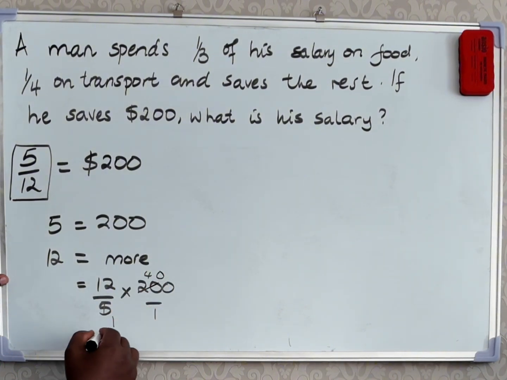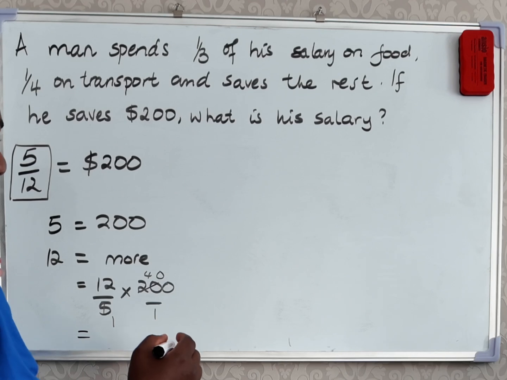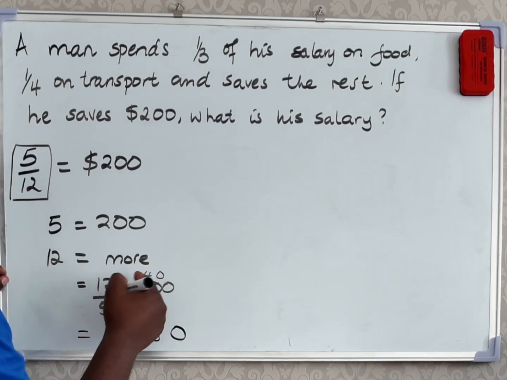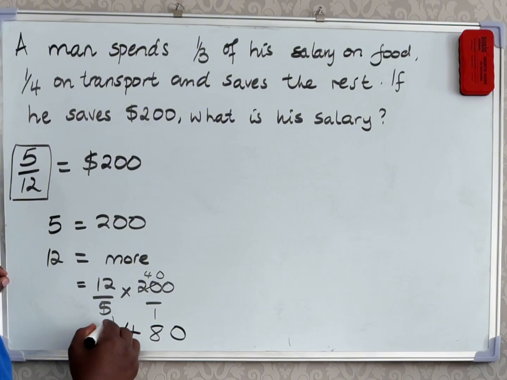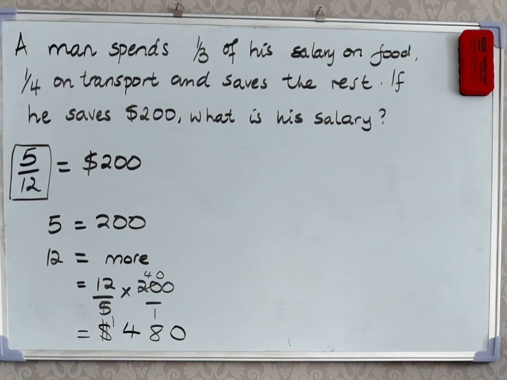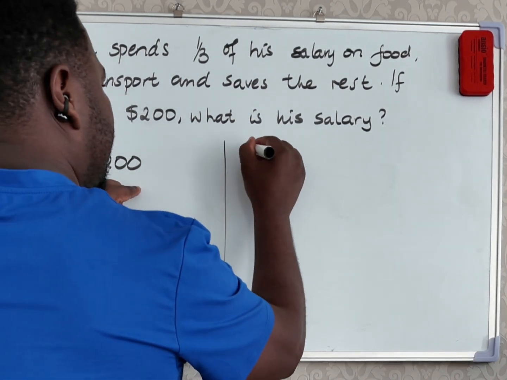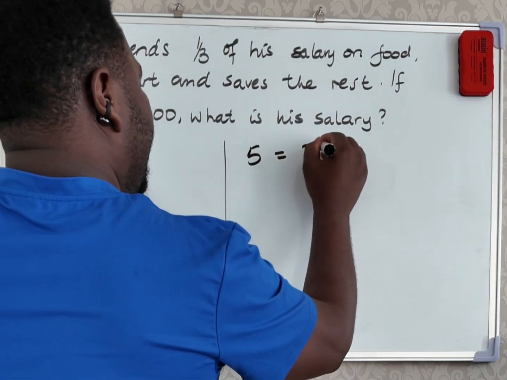So our final answer will be 12 times 40, 0 is a placeholder, 4 times 2, 8, and then 4 times 1 is 4. So yes, the salary was 480.